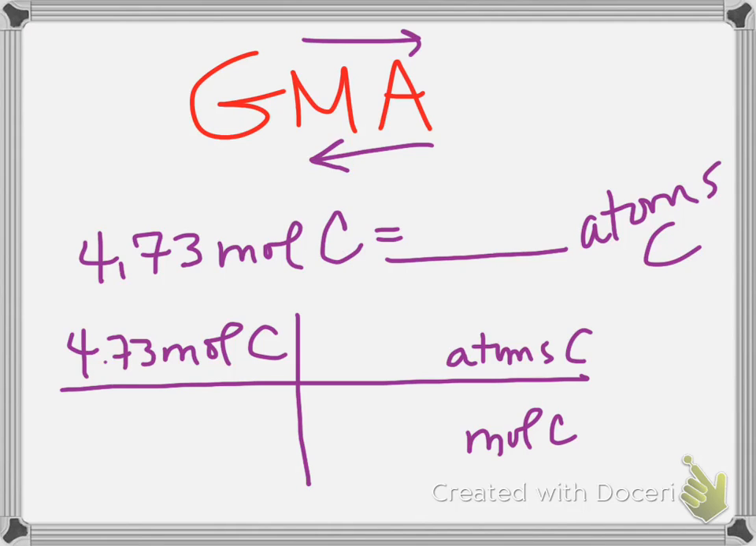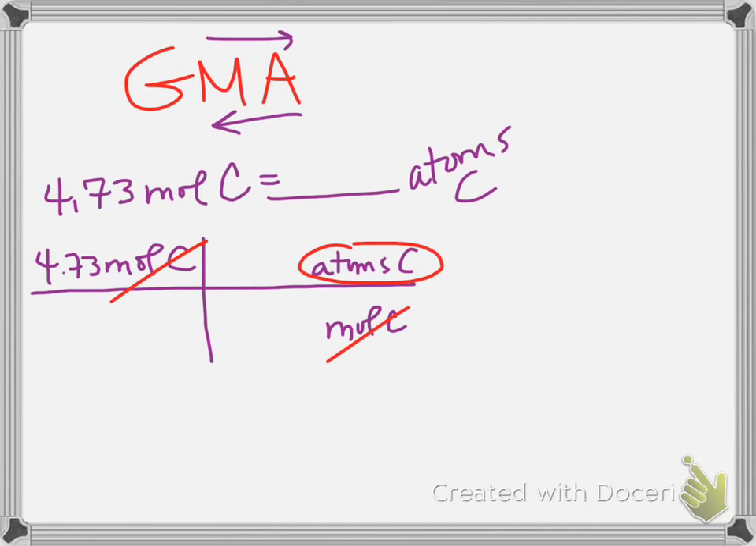Okay, so let's double check. Will moles of carbon cancel? Yes, they will. Will we end up in atoms of carbon? Yes, we will, and that's where we want to be. Now, the larger question, what numbers do we put in here? And where are we getting those numbers?